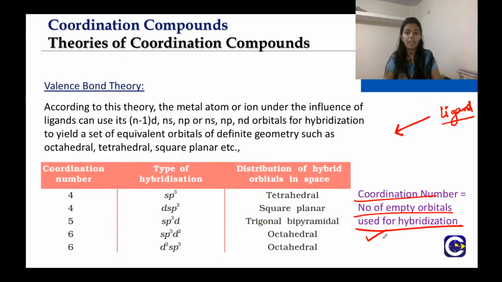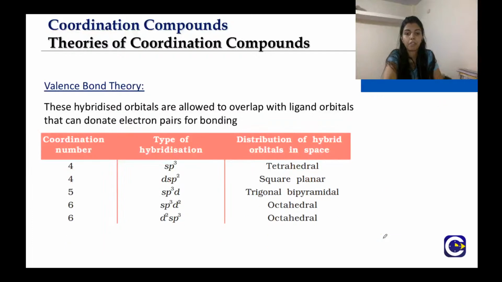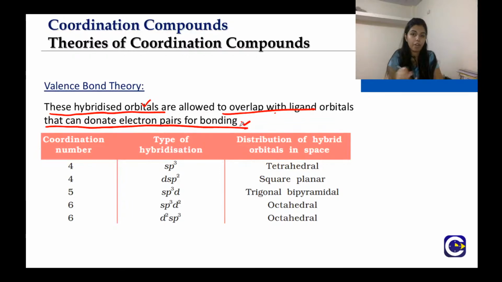This will be more clarified when we study how to draw geometry according to valence bond theory for different coordination compounds. Now, when the hybridization of orbitals of the metal atom takes place, it means the hybridized orbitals have been created which are equivalent in energy and have a definite spatial arrangement. Now the ligand orbitals overlap and donate electron pairs for bonding, right?